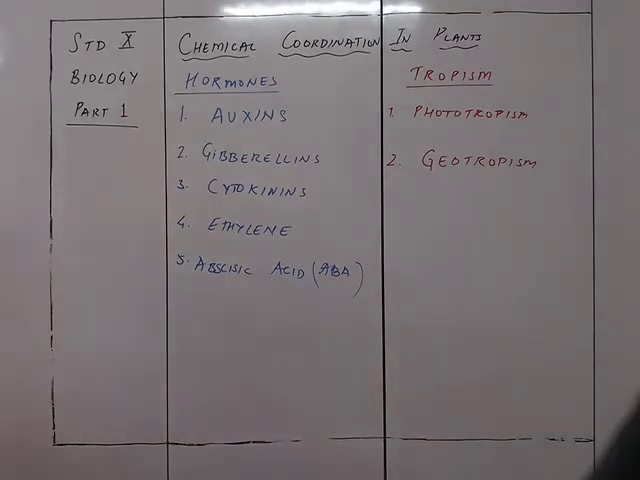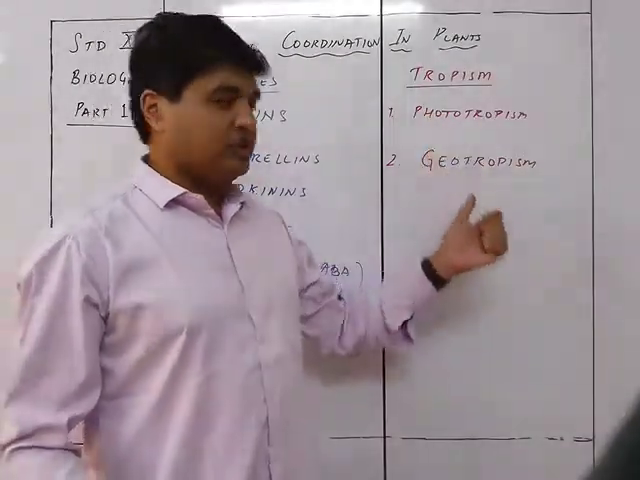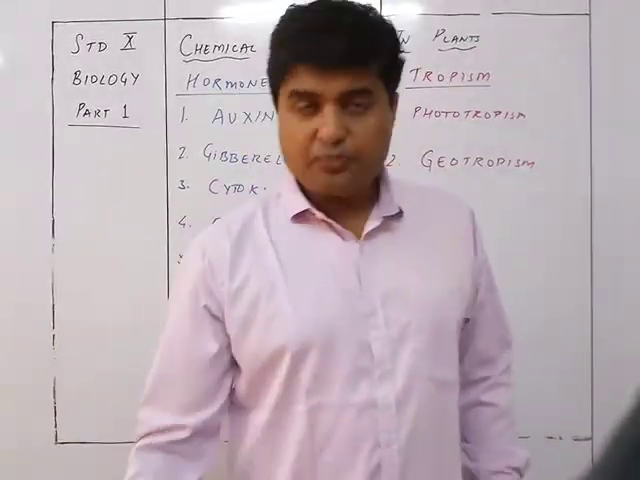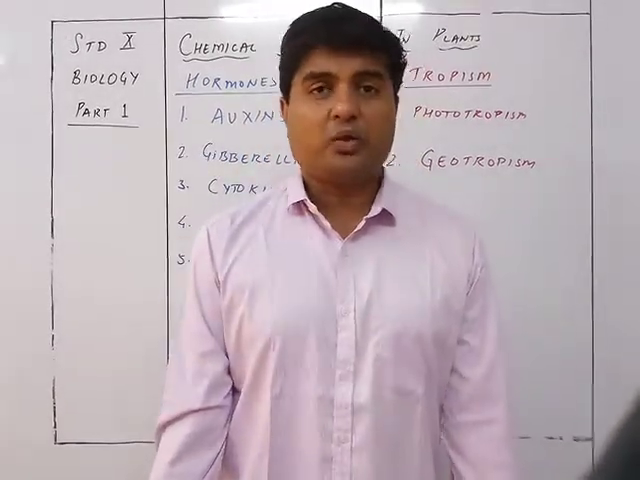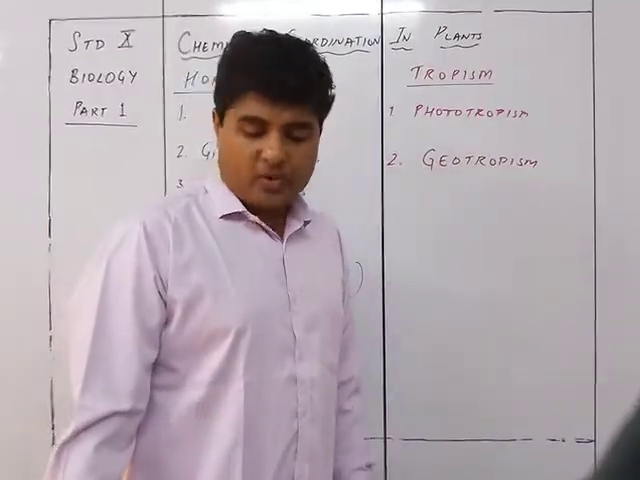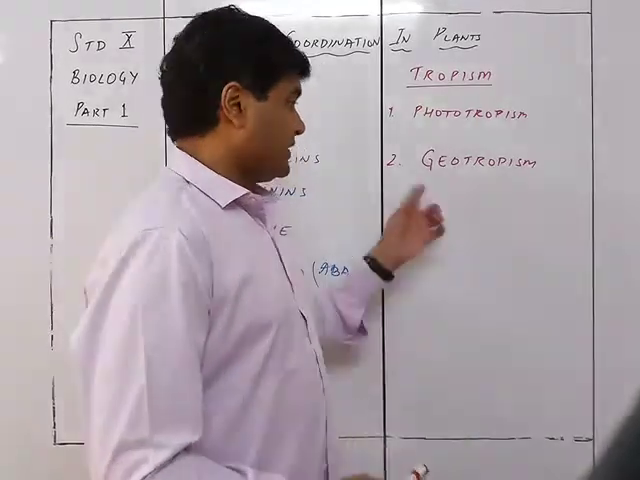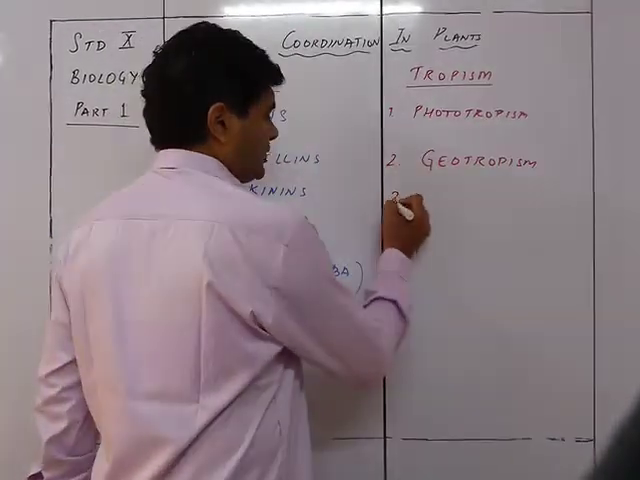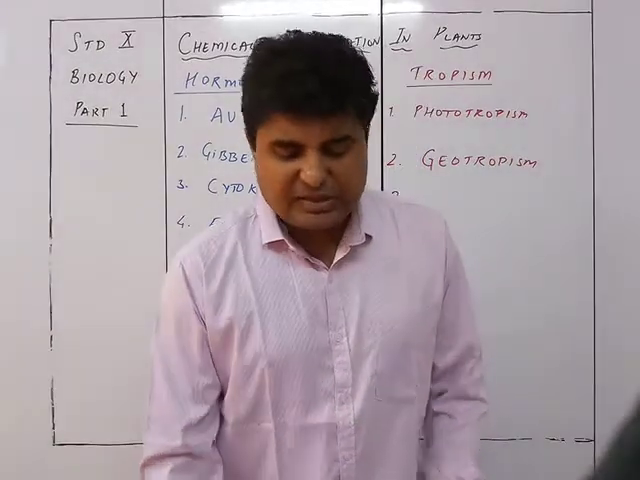Right, so we are discussing the tropism of the plants, and we have already discussed phototropism and geotropism. Phototropism was the tropic movement of the plant with respect to light, and geotropism is the tropic movement of the plant with reference to gravity, that is, towards the ground. The third one is thigmotropism.